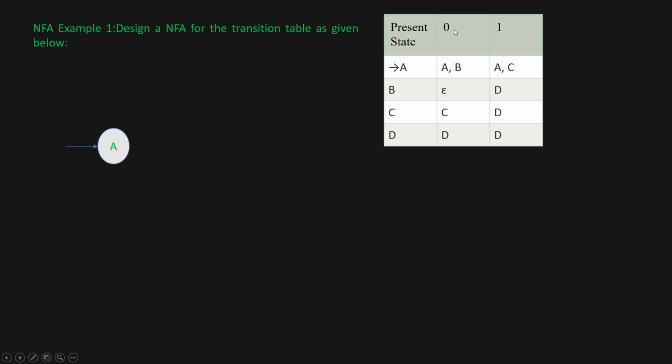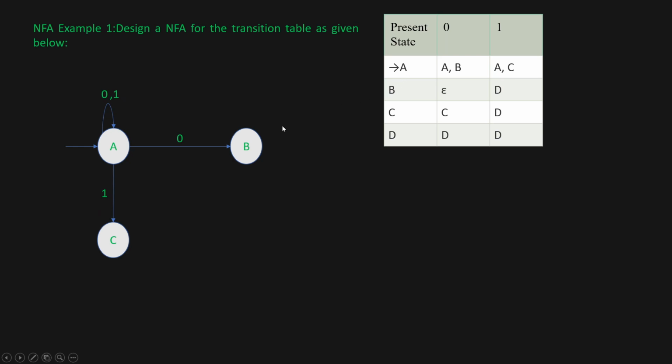In state A, if we get 0, we go to state A and B. Okay. So if we get 0, we go to state A and state B. What about 1? If we get input 1 in state A, then we go to state A and C. So we'll go to state A and state C. Okay. Now we have covered state A.